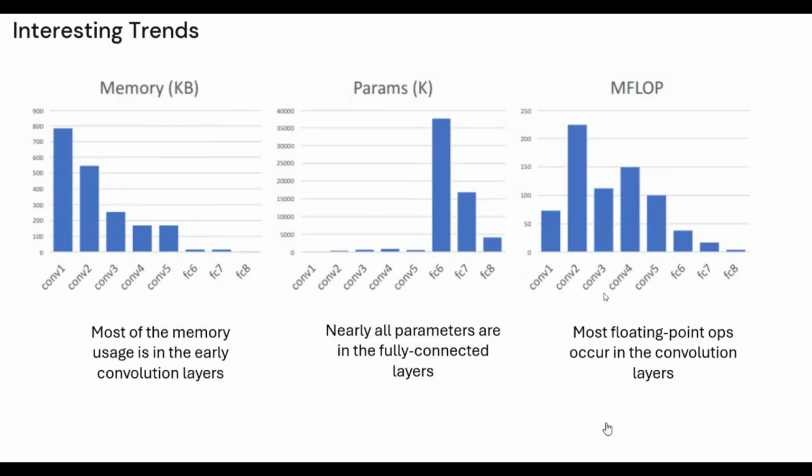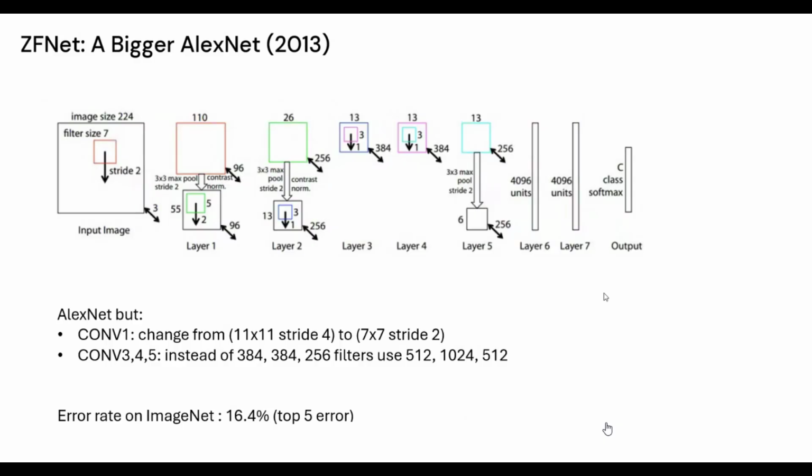And this trend is actually common to every CNN architecture. We will see it in the upcoming slides. Now, in the next year, ZFNet was introduced in the ImageNet challenge, and it was basically AlexNet, but an improved version of it. As you can see, the major change was that in the first convolutional layer, the filter was changed from 11 cross 11 stride 4 to 7 cross 7 stride 2.